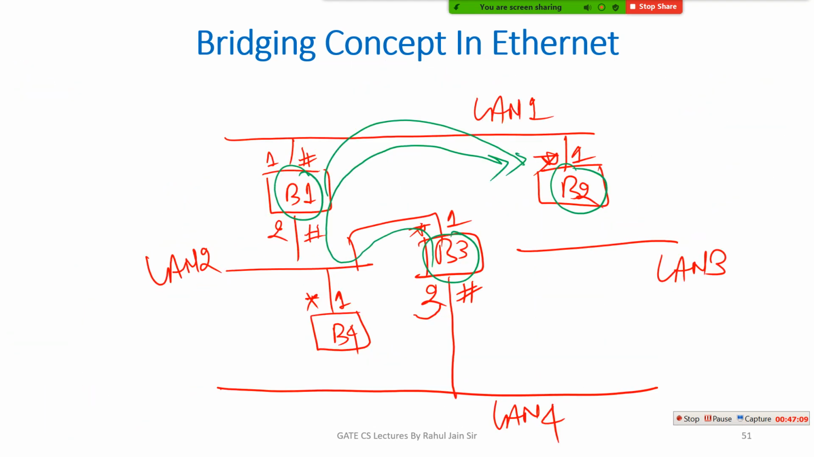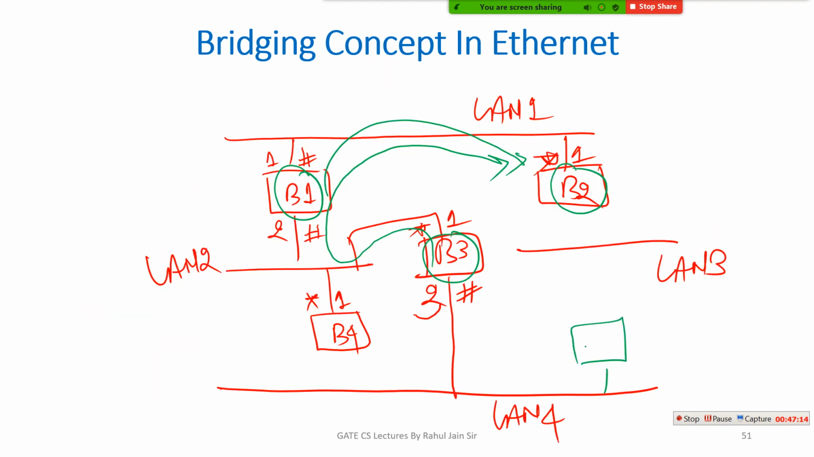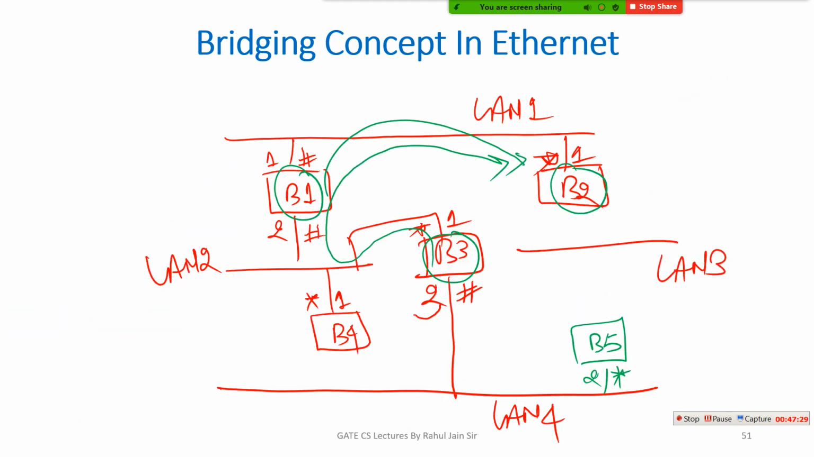Okay, so we have one more, B5. B5 is connected here guys, with the second port. So I have connected B1, B4, B3, B2, B5. Okay, and B4. So if B5 wants to send data to B1, B4 can send data via B3, and B3 will send data to B1, and via B2 we can reach.